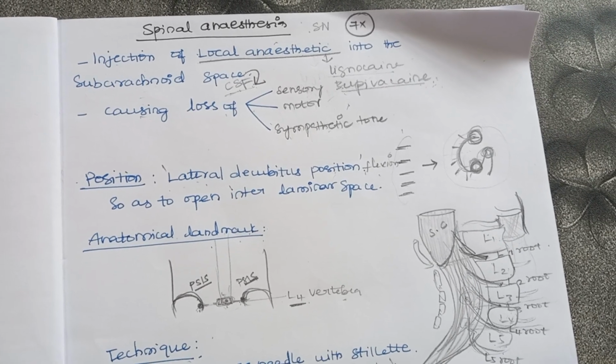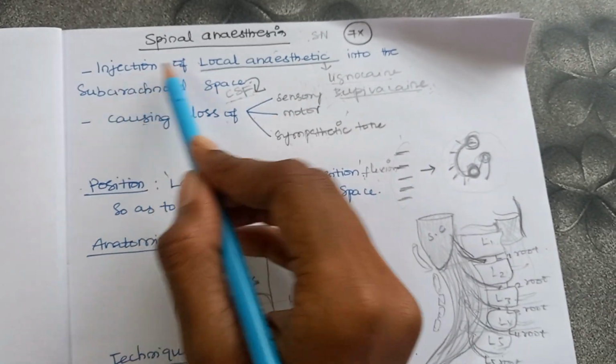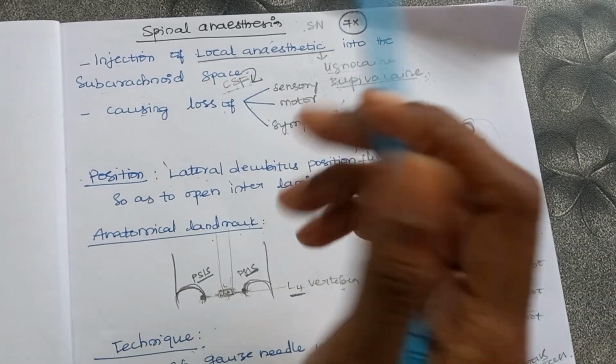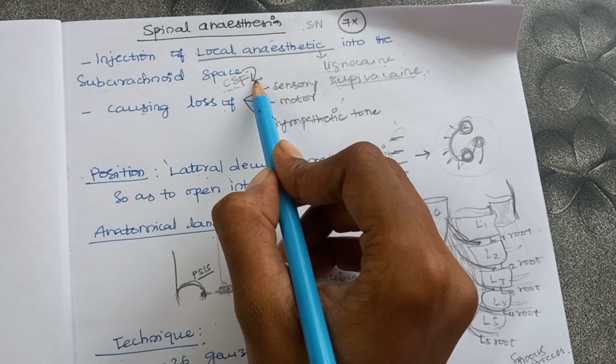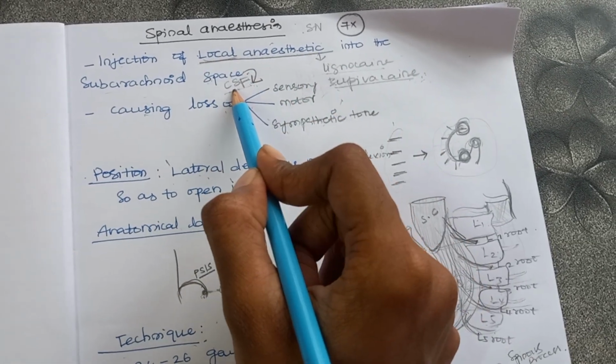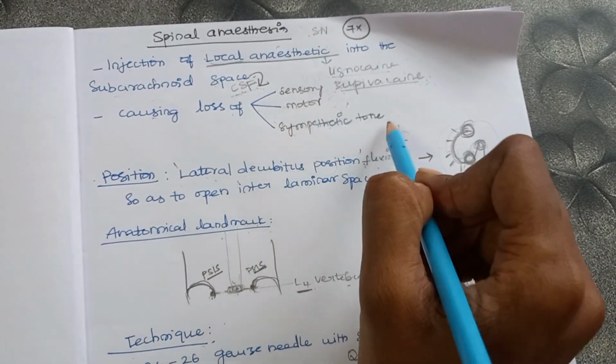Spinal anesthesia, so it is an important short note, asked 7 times. It is the injection of local anesthetic into the subarachnoid space. So what is subarachnoid space? It is an empty space? No, it contains cerebrospinal fluid. So literally, we are injecting this local anesthetic into the cerebrospinal fluid, which causes loss of sensory function, motor function and sympathetic tone.